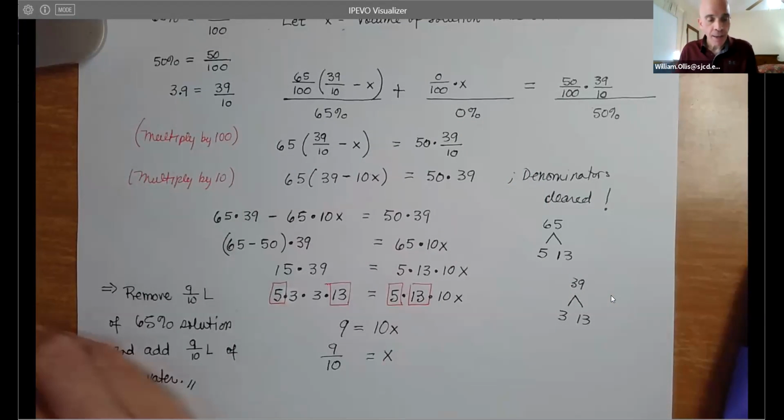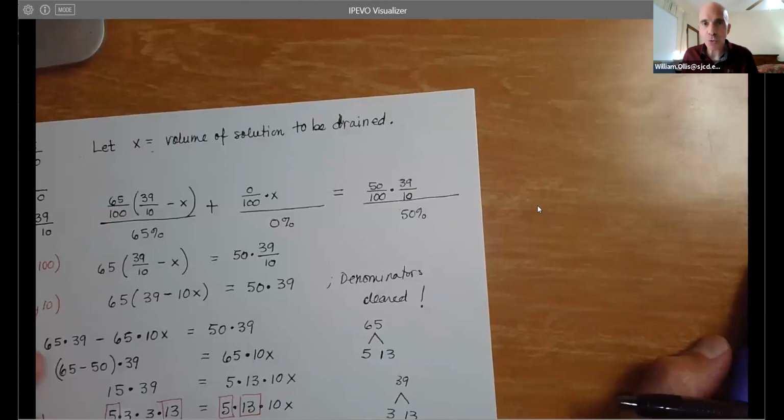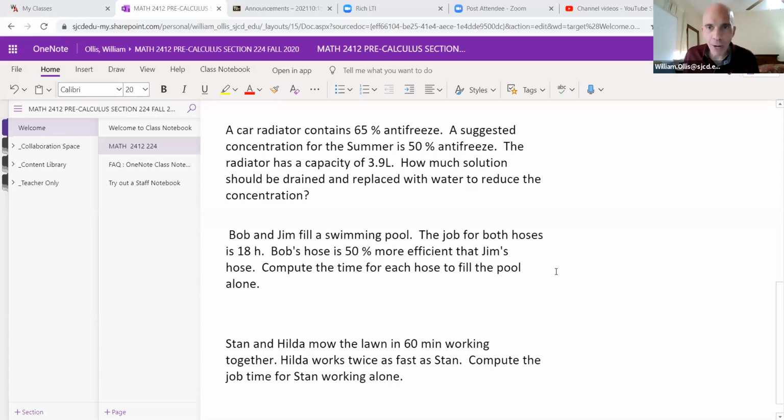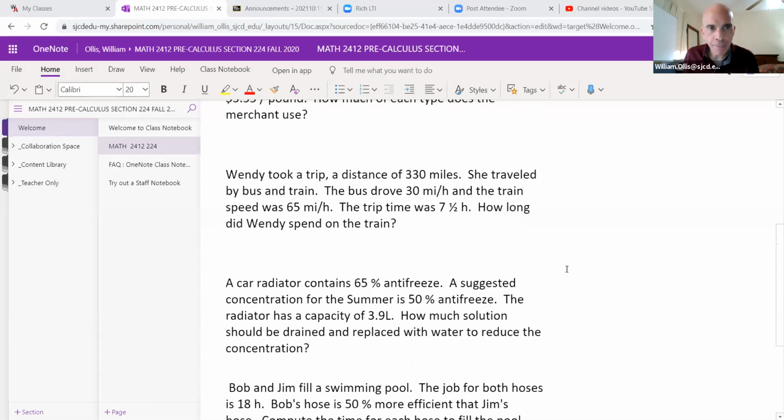Now let's go back and look at a time rate distance. So let me share my screen with the OneNote. So I'll pan back up here.